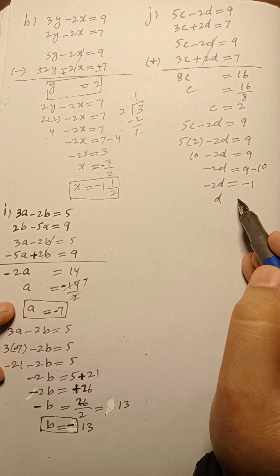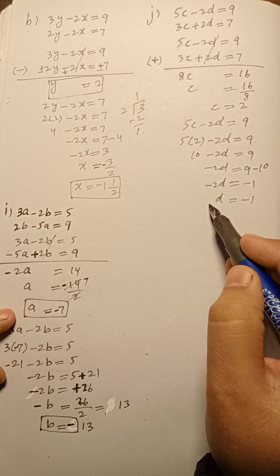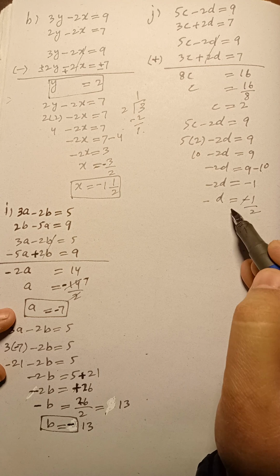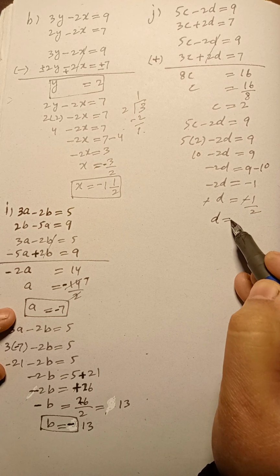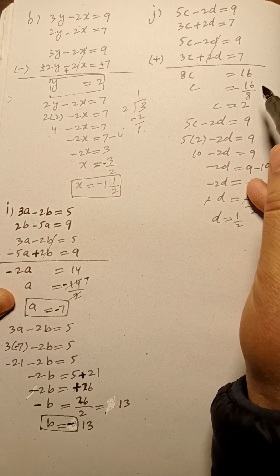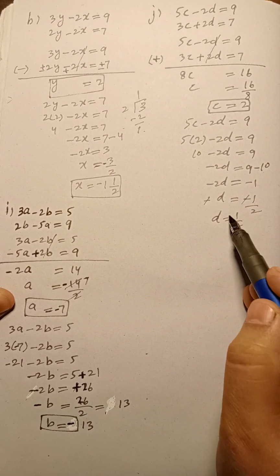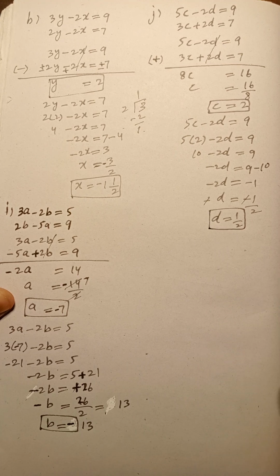Now this minus 1 will be divided by 2. You can cancel out these minus signs, and d is equal to 1 over 2 here. So these are our answers. C is equal to 2 and D is equal to half, or 1 over 2. 1 over 2 is also called half.